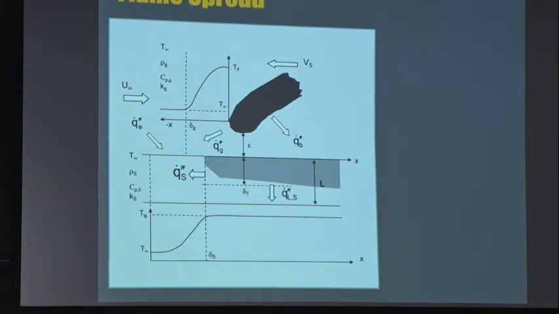Okay, now I have two paths of heat: one through the gas phase, coming in from the flame, heating up the gases, and then landing through the surface into the solid. Okay? And I have another path, which is basically through the solid, going into the material through the solid phase. Two paths for the energy.